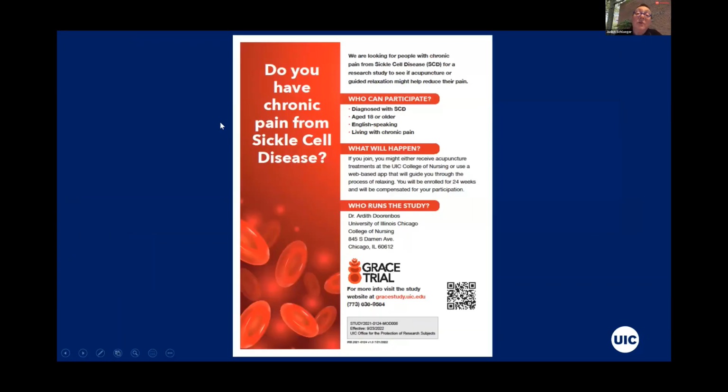And I'd like to share with you now, this is a flyer that we have posted all over town, and we have it on some of the bus lines and the trains. And if you'd like further information, you see the QR code. And we also have a website, which is gracestudy.uic.edu, or you can just Google Grace Study to learn more about it.